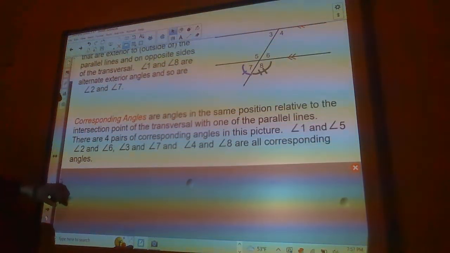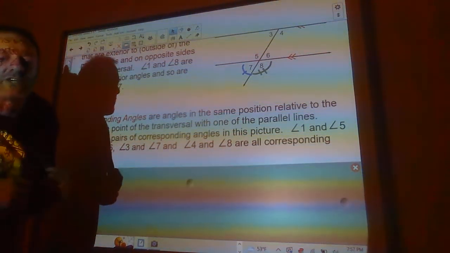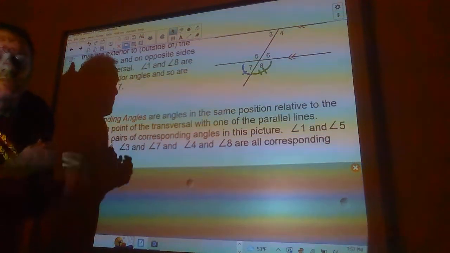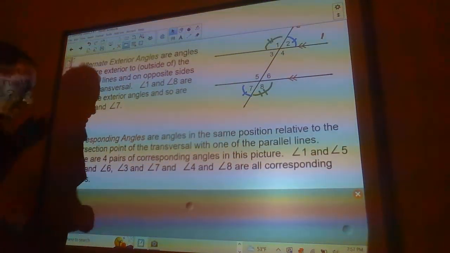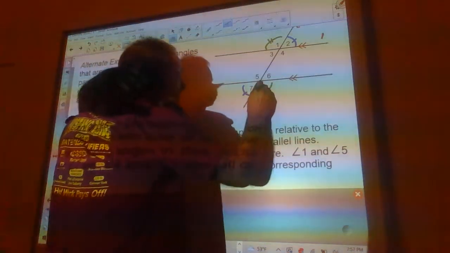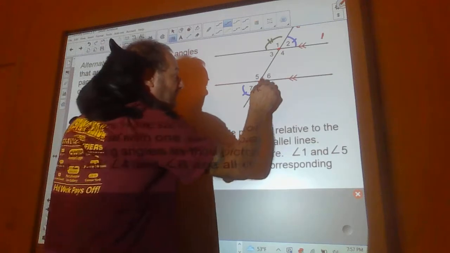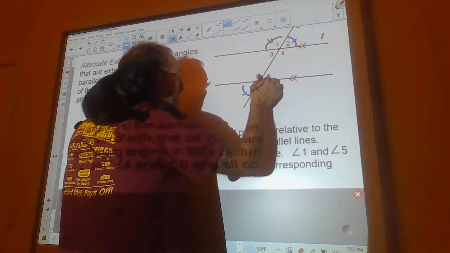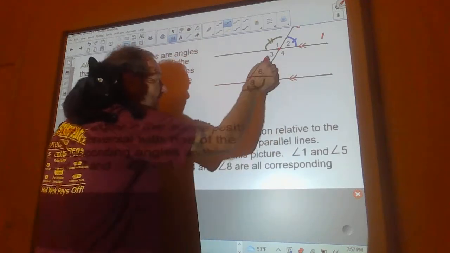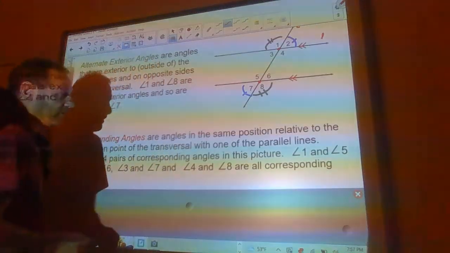Now, corresponding angles are angles that are in the same position relative to the intersection points of the transversal with one of the parallel lines. So the points that I'm talking about in this picture are these 2 points right here. So corresponding angles would be in the same position relative to these 2 points. So upper right-hand corner would be 2 and 6, upper left-hand corner would be 1 and 5, lower left-hand corner would be 3 and 7, lower right-hand corner would be 4 and 8.